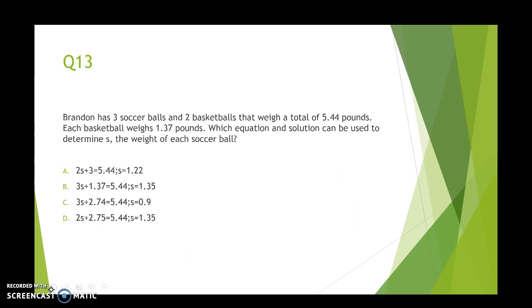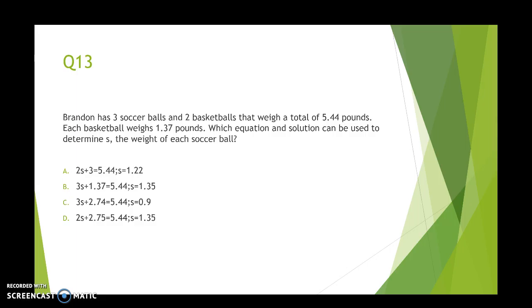Moving right along, we're going to go to number 13. So Brandon has 3 soccer balls, 2 basketballs that weigh a total of 5.44 pounds. Each basketball weighs 1.37 pounds. Which equation and solution can be used to determine S, the weight of the soccer ball?